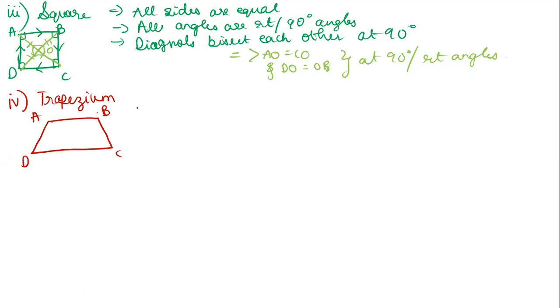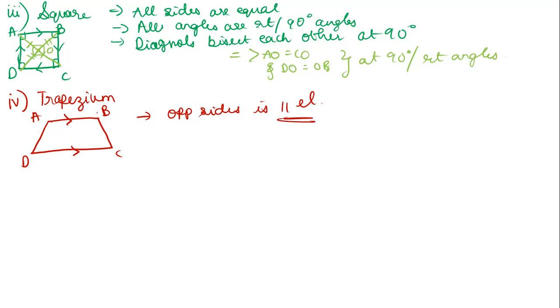Now in this we know that only one point is there, that one pair of opposite sides is parallel. Opposite sides are parallel to each other. So this one is parallel, only parallel. They're only parallel to each other.